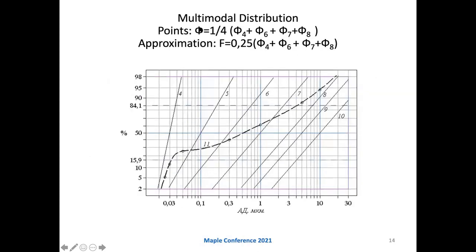On this slide, we have a multimodal distribution, and we have 4 points with the same weights again, 0.25, and some F4, F6, F7, F8. So this one, this one, this one, and this one. And we have 1, 2, 3, 4, 5, 6, 7, 8 points.